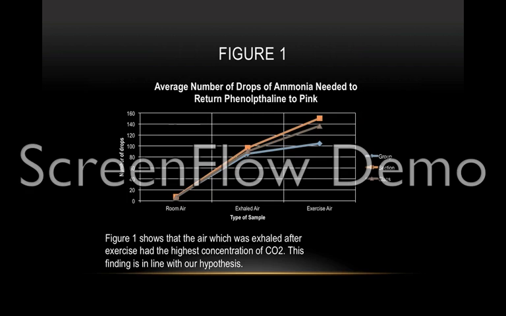This is a line graph showing the CO2 concentration of 3 different samples based on the number of drops of base that was used to return the phenolphthalein to pink. Your body uses more oxygen during vigorous exercise and therefore produces more carbon dioxide waste. This can be seen as the exercise air was consistently the highest concentration of CO2.